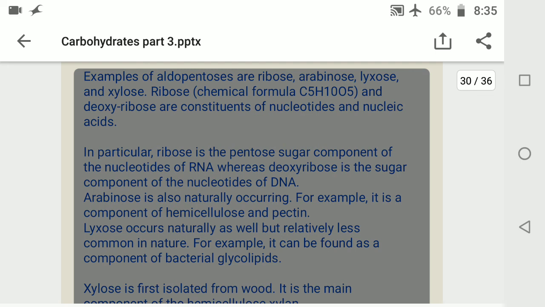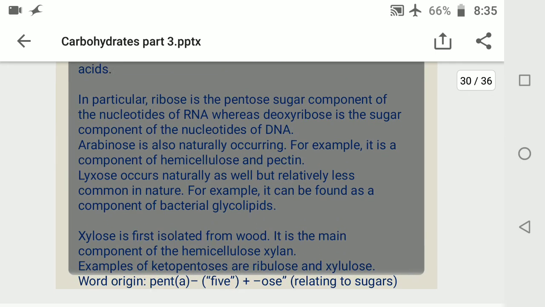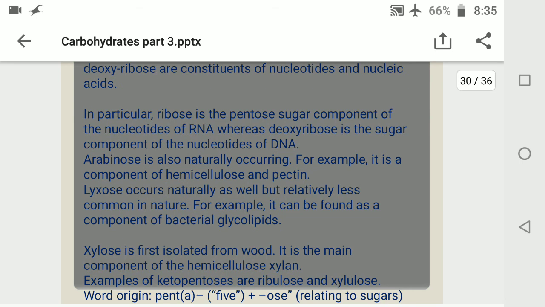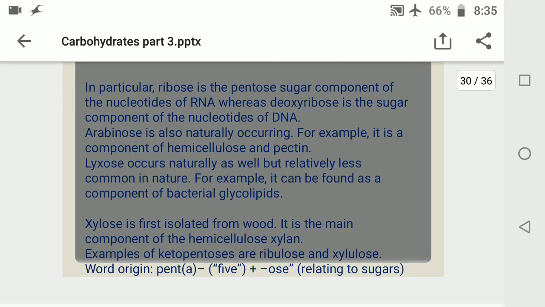Arabinose is also naturally occurring. For example, it is a component of hemicellulose and pectin. Lyxose occurs naturally as well, but is relatively less common in nature. For example, it can be found as a component of bacterial glycolipids. Xylose was first isolated from wood. It is a main component of the hemicellulose xylan. Examples of ketopentoses are ribulose and xylulose.